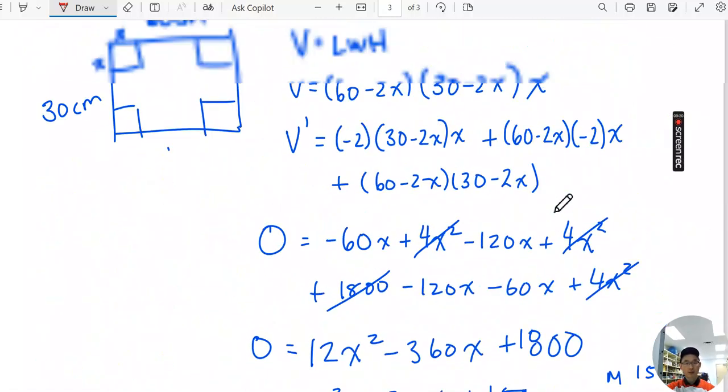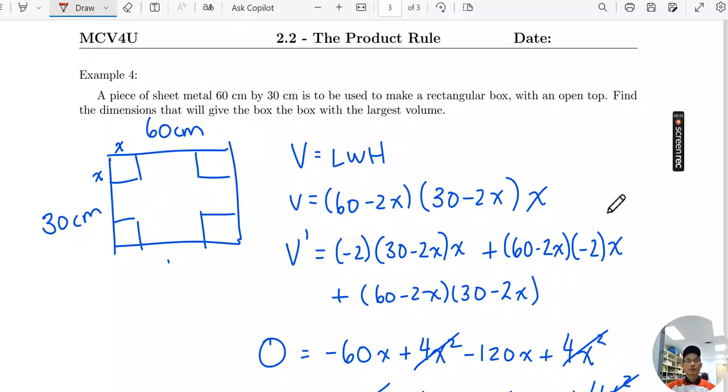Okay, and the last question. You've got a piece of sheet metal, 60 by 30, to make a rectangular box with an open top. Find the dimensions that will give the box the largest volume. So we have to find the volume first, which is length times width times height. So if I know that this is 60, then this distance must be 60 minus 2x. If I know that this is 30, then this must be 30 minus 2x. That will give me the length and the width of the box.